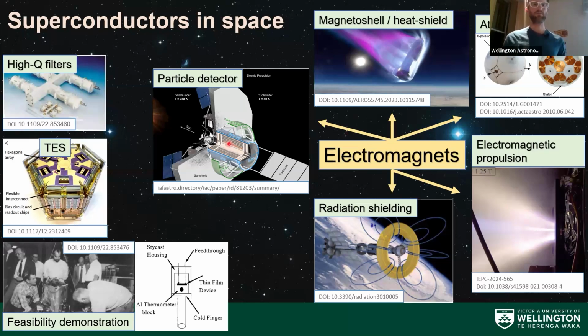Firstly, as a component in a particle detector, I'll talk a little bit more about that later. There's radiation shielding. There's been a whole bunch of concepts around that. There are also some neat experiments we've been working on, showing you can potentially use this as a heat shield for re-entry of a spacecraft to lower the thermal load on your spacecraft.